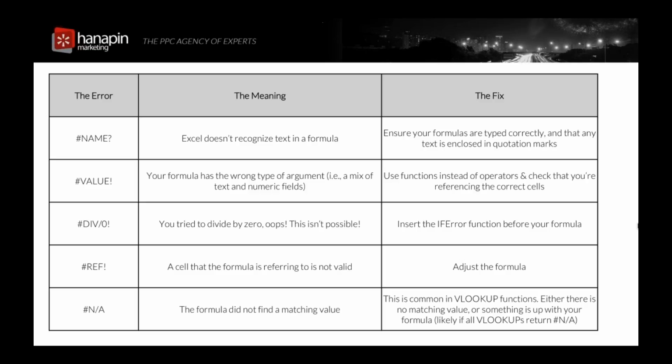And then the very last one here is just the NA, not applicable error. So this is just where your formula did not find a matching value, and this is not always a bad thing. So if you use VLOOKUPs a lot, you'll find that this is kind of the normal response when it doesn't find a matching value. So this is a red flag, however, if all of your VLOOKUPs return NA, that probably means you have a problem with your formula. We'll get into VLOOKUPs here in a minute. But that's a red flag that you'll want to change your VLOOKUP. But most of the time, NA is not terrible. Don't panic.